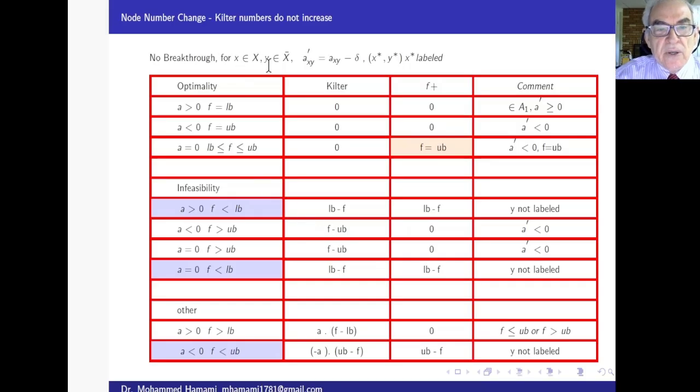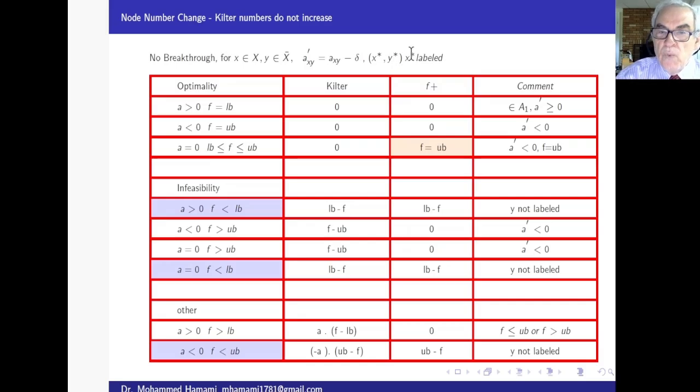So in any case, for X in X and Y in X bar, other than this X star, Y star, I showed that the Kilter number does not increase, and some of them will decrease. Okay, so let's now discuss the X star, Y star.